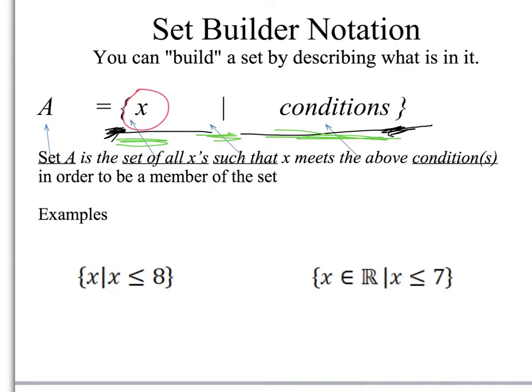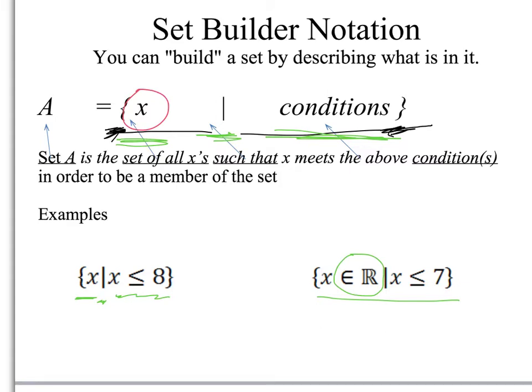And some examples here: this one down here says the set of all X such that X is less than or equal to 8. So that includes all numbers less than or equal to 8. That includes 8, 7, 7.9, -79, -2003, 0.4. Then over here, on the right side, we're seeing the addition of that little symbol there.